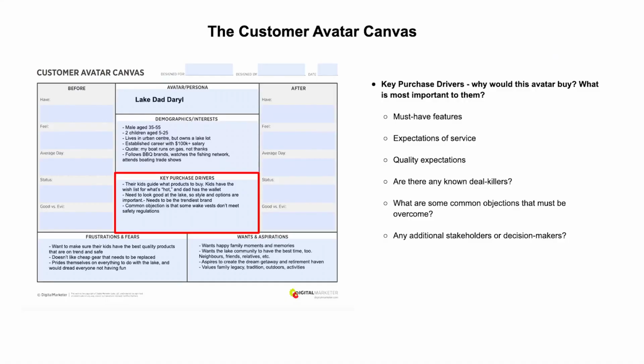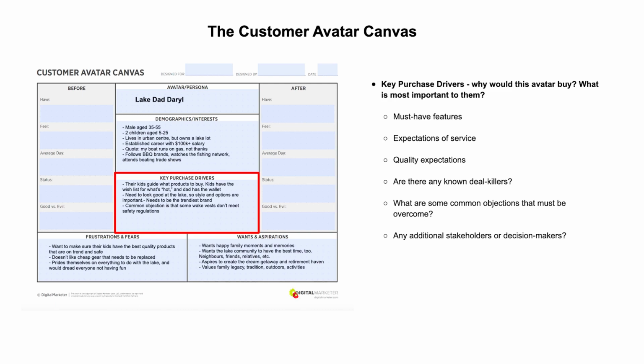So we're going to go back up into the middle, and these are the key purchase drivers. These items are going to be more specific to your product, and it's the must-haves for your product. It's the deal killers. With key purchase drivers, ask yourself, why would this avatar buy? What is most important to them? What are the must-have features?